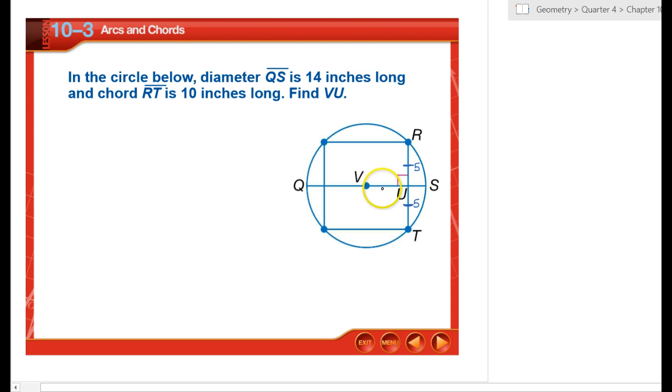I want to find VU. Okay, this is just like the problems we were doing. I'm going to draw in a radius here to make a right triangle. I know the diameter is 14. I'm told that. Therefore, my radius is 7. So that's 7. I can figure out x by, again, Pythagorean theorem. My hypotenuse is 7, so 7 squared equals x squared plus 5 squared.